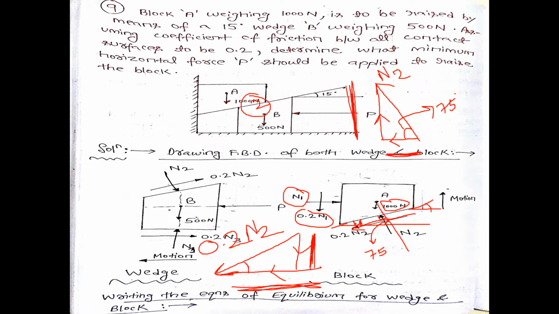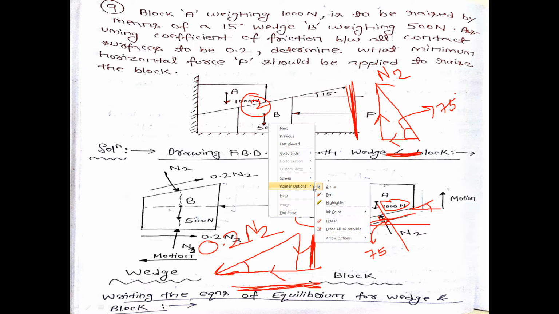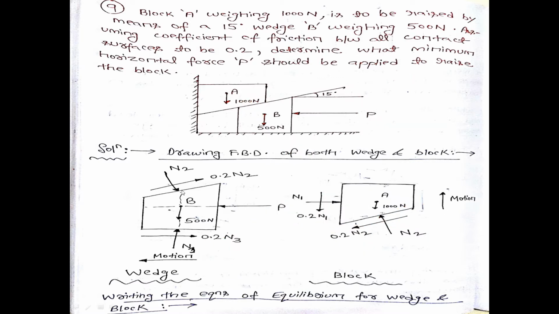Any doubt? Yes, sir. No, sir. No doubt. Okay. So from the free body diagram of the first block, that is block A, what did I get? I got the values of N1 and N2. But I need to find out the value of the P force. So for that I have to write down the equations of equilibrium for this wedge part also, because on this wedge part this P force is acting. So let us write down the equations of equilibrium for this wedge part.